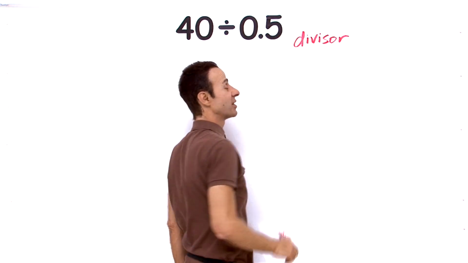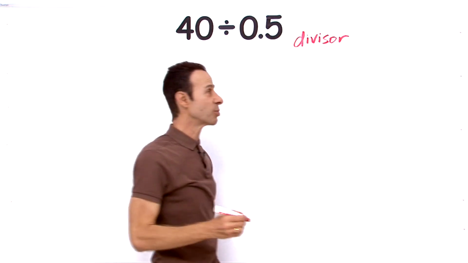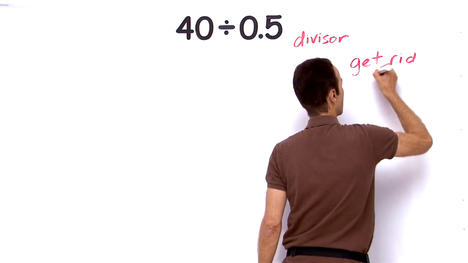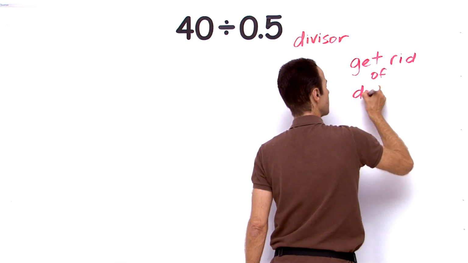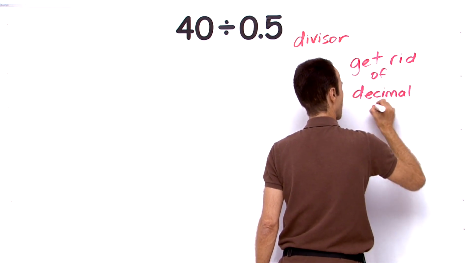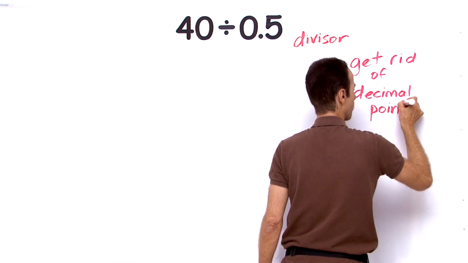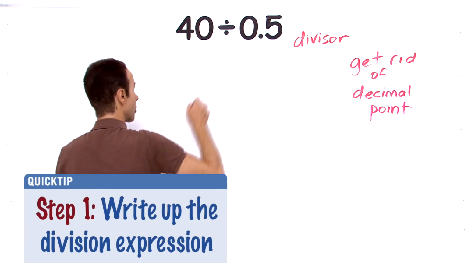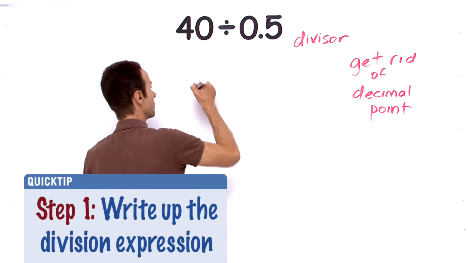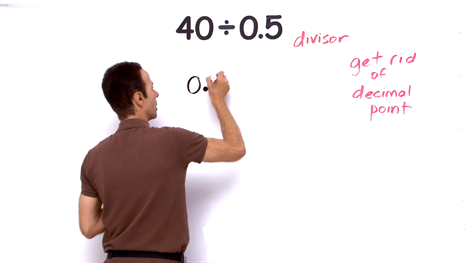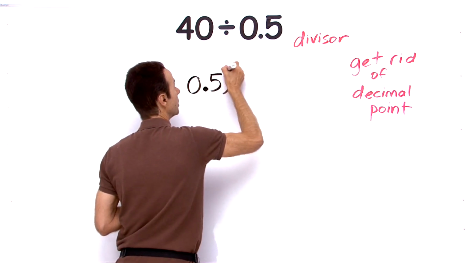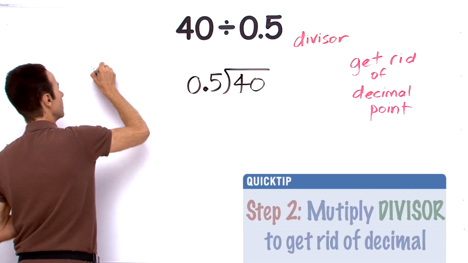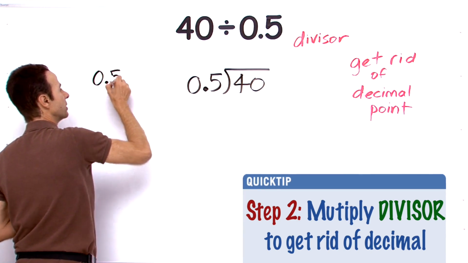Now, if the divisor has a decimal point, we need to get rid of that decimal point. So that's the first thing we want to do. Get rid of the decimal. Okay, so how do we get rid of the decimal point? Well, all we have to do is this, 0.5 into 40.